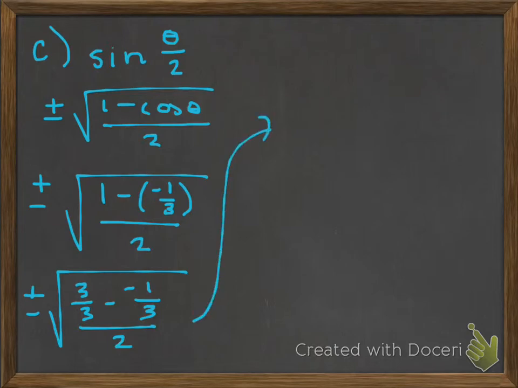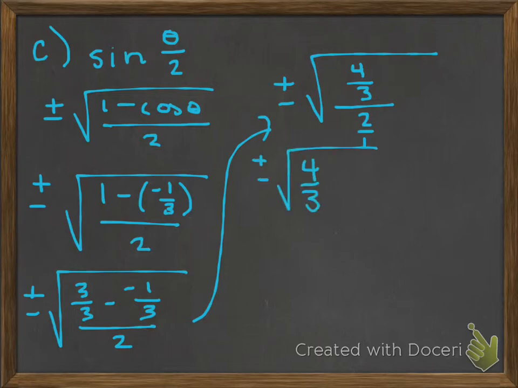Now that I have common denominators, I can actually subtract them. And actually, we're going to be adding because two negatives make a positive. So we'll get 4 over 3 all over 2. And now we're dividing fractions, so I have to keep change flip. So again, remember this is technically a 2 over 1. So 4 over 3 times 1 over 2 will be plus or minus the square root of 4 over 6.